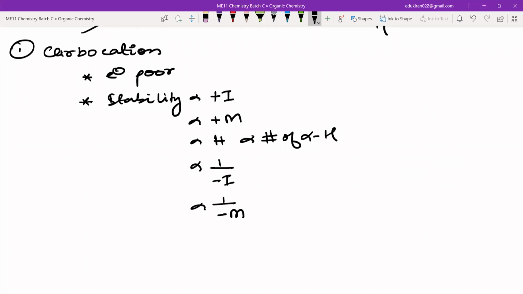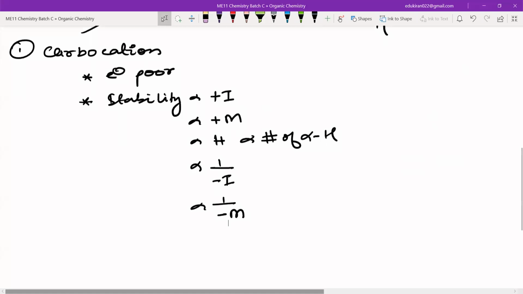You can either write this down, or if you have this in mind you can apply it without remembering, because these are very logical things. If something is electron poor, and you add an electron withdrawing group, it will make it more electron poor. That means more unstable.